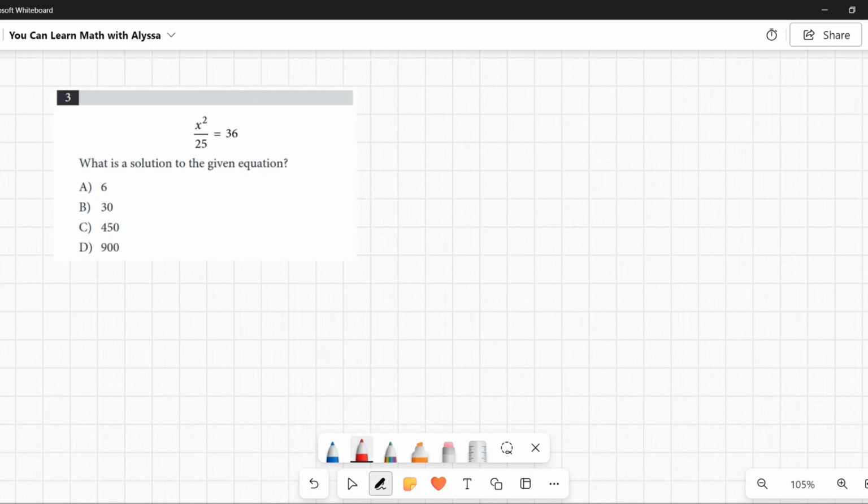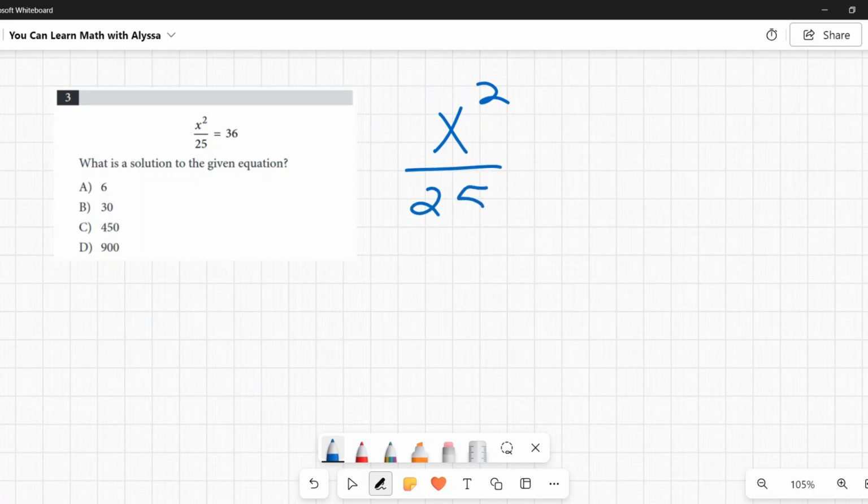Number 3, x squared over 25 equals 36. What is a solution to the given equation? Okay, this is a solve for x, and I'll show you the proper way to do it, and then I'll show you my weird way that I do it, because I'm almost allergic to using a calculator, and I try to figure out ways to do it quickly without. So stick around if you want my little bizarro brain way of doing this.